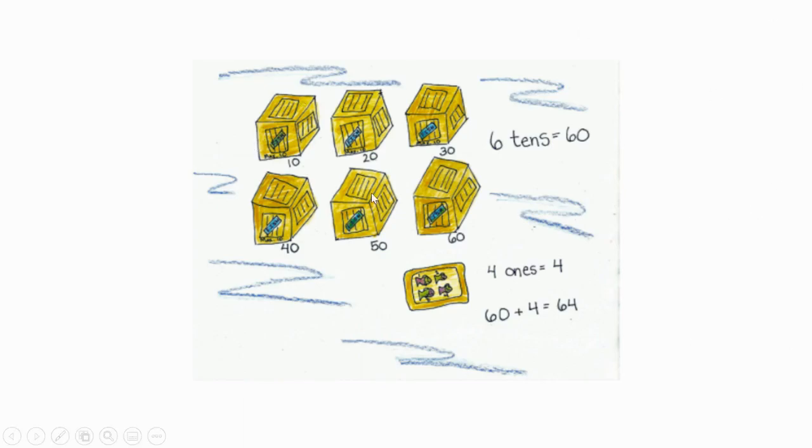So here we can see the 6 tens, because there's 6 boxes of 10 fish. 10, 20, 30, 40, 50, 60. And then there's 4 ones. 1, 2, 3, 4. So 60 plus 4 equals 64.